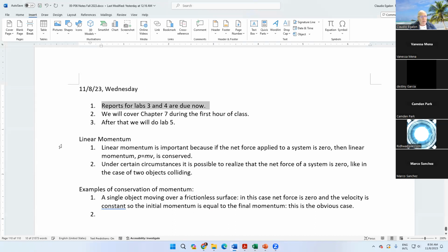Reports for lab 3 and 4 are due. We'll cover chapter 7 during the first hour of class. After that, we'll do lab 5. Linear momentum is important because if the net force applied to a system is 0, then linear momentum is conserved. By conserved, I mean P initial must be equal to P final.